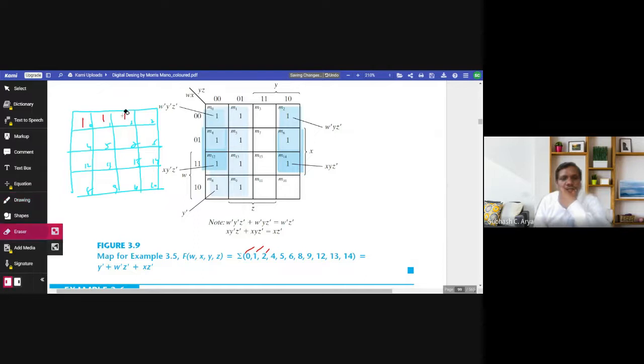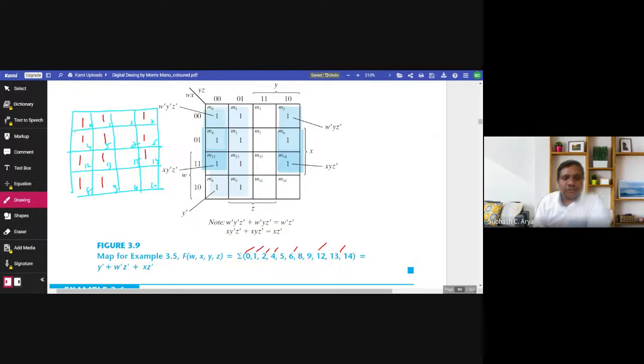2 is adjacent, then 4 is here, 5 is here, 6 is here, 8 is here, 9 is here, 12 is here, 13 is here, and 14. In this way we have filled the information as per the given function. After that we have to solve it.